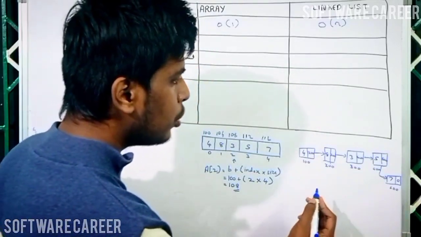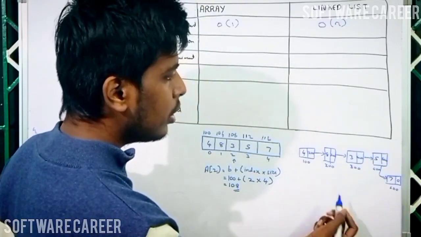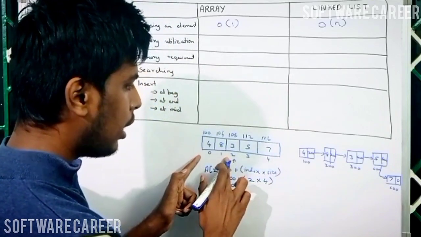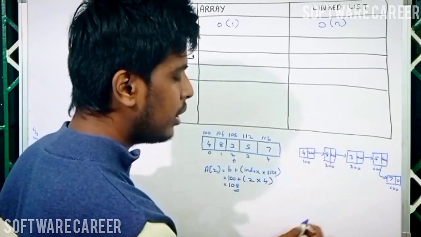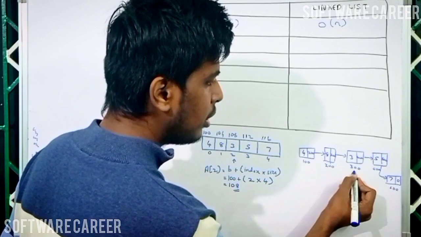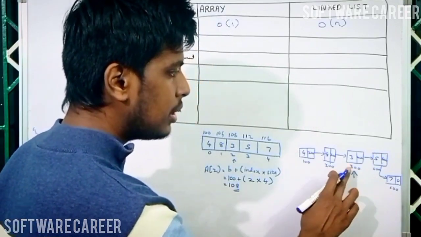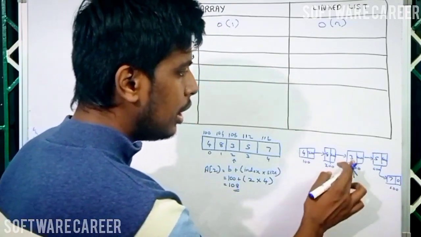Now see, suppose you want to find the element present at the second index, the same second index you found in the array. At this index, the element is 3.